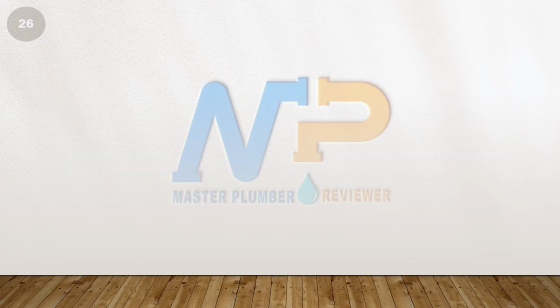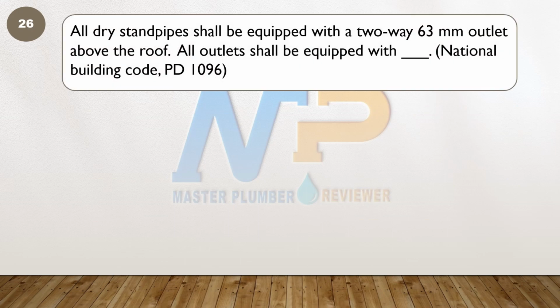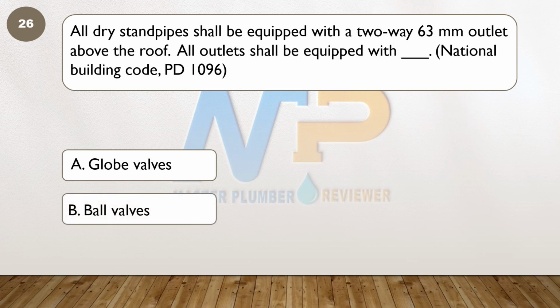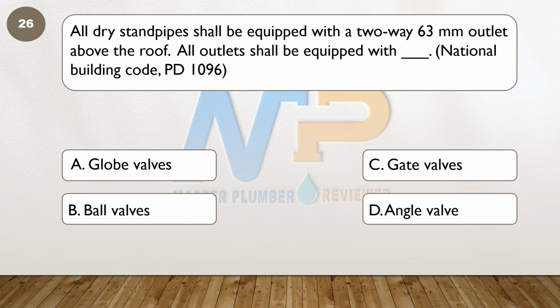Number 26. All dry standpipes shall be equipped with a two-way 63 mm outlet above the roof. All outlets shall be equipped with blank. A. Globe valves. B. Ball valves. C. Gate valves. D. Angle valve. The answer. It's C. Gate valves.